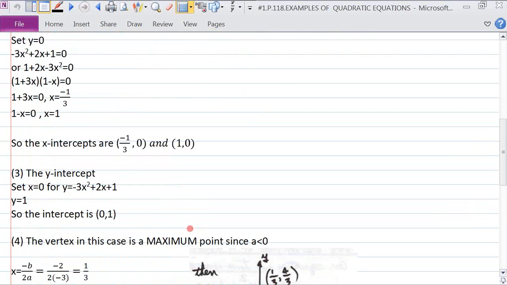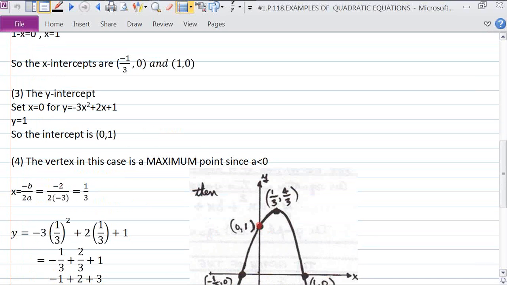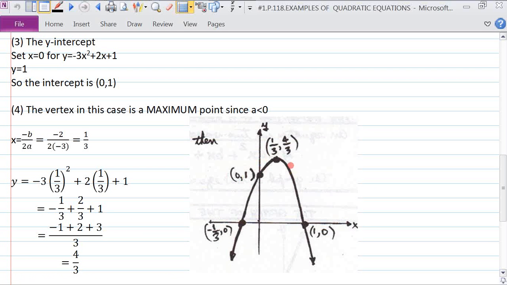So now to get the y-intercept, we set x equal to 0. The y-intercept: set x equal to 0. If x is 0, this term is 0, and this term is 0, and y equals 1. So the intercept is 0, 1. Let's look down here. Here it is right here, 0, 1. So what do we have so far? We have the axis of symmetry, which is a line running down here. We have the x-intercepts, and we have the y-intercept.